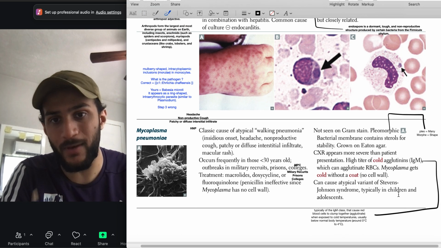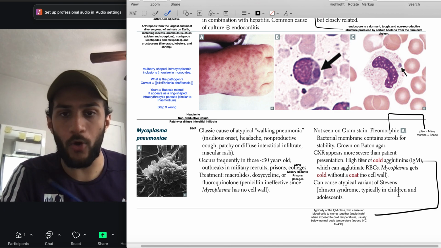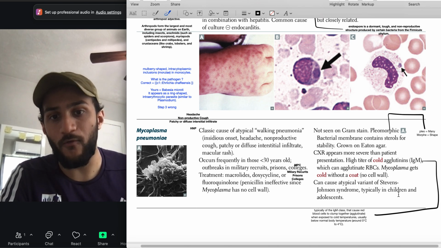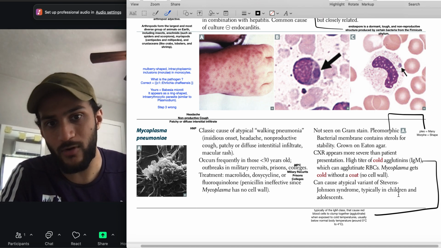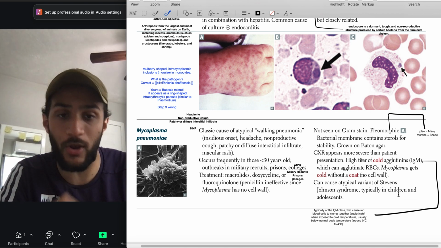Then let's come over to mycoplasma, guys. Mycoplasma is just very simple. It's atypical walking pneumonia, comes with headache, non-productive cough, patchy diffuse infiltrates, and macular rash. Often occurs in those less than 30. Military recruits, college. Treated with macrolides, doxycycline, fluoroquinolones, penicillin is ineffective here because mycoplasma has no cell wall.